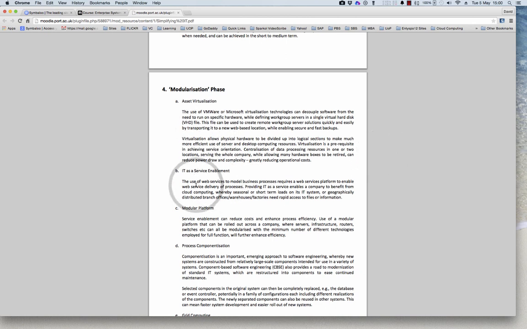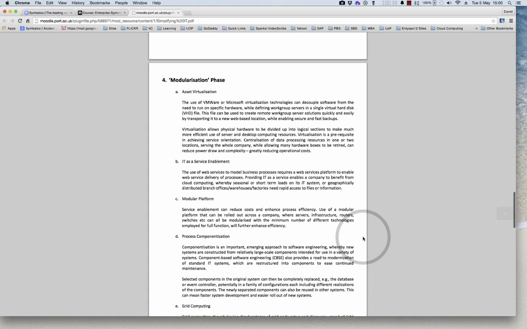You have IT as a service enablement. So by defining all your processes as web services, which is how SAP NetWeaver works. In the case of an SAP platform, it's all based on NetWeaver, and that's web services. You might have a modular platform that can be rolled out, so you might have specific server racks or infrastructure or routers, etc., that you use regularly.